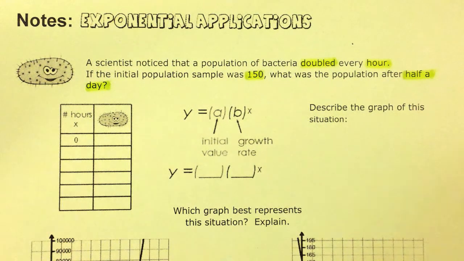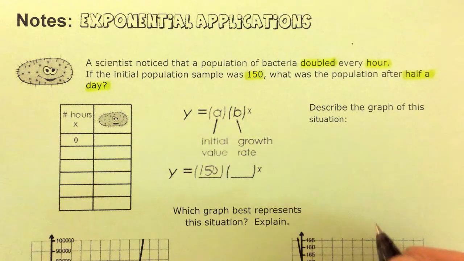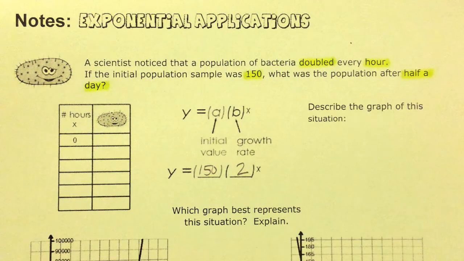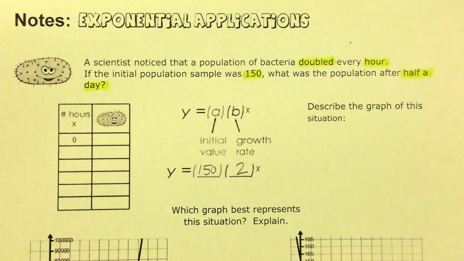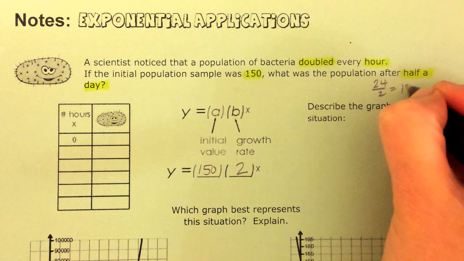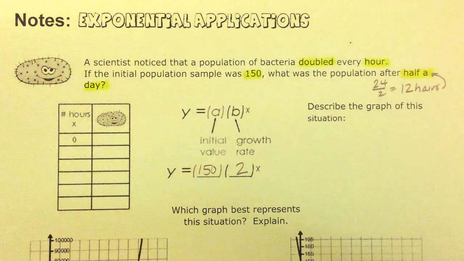Okay, so this is kind of a review problem. When we look at this problem, my initial value, I start with 150 bacteria, and it's doubling every hour. They want to know how much I'm going to have after half a day. Well, how many hours are there in half a day? A day is 24 hours. Half of 24 is 12. So there are 12 hours in half a day.